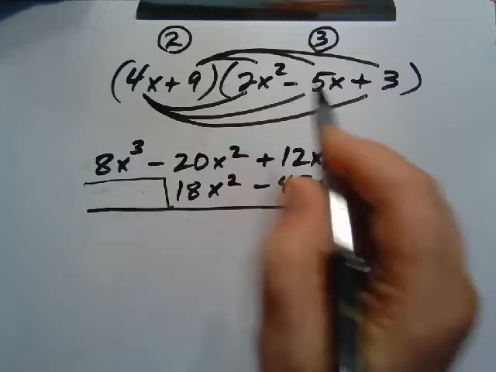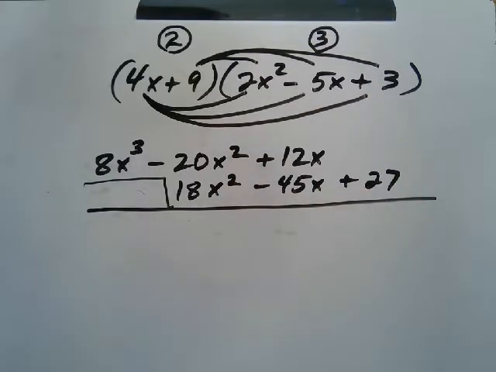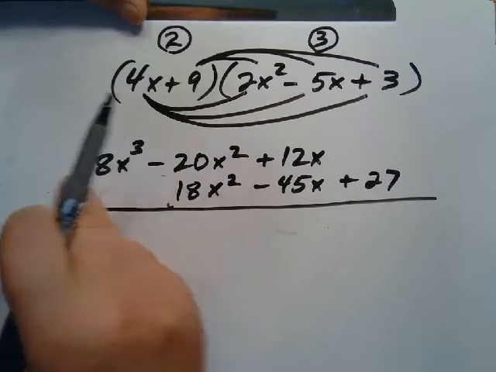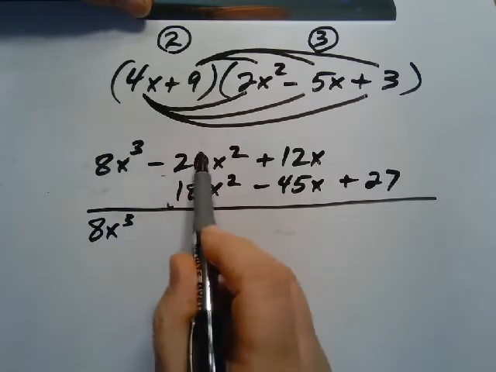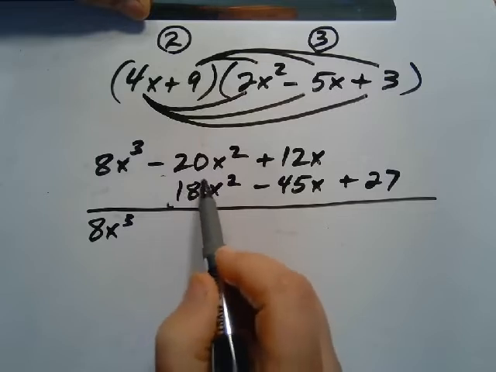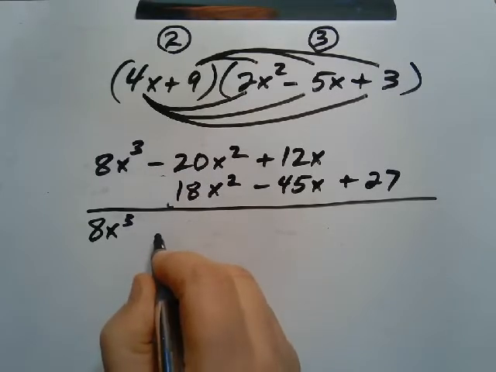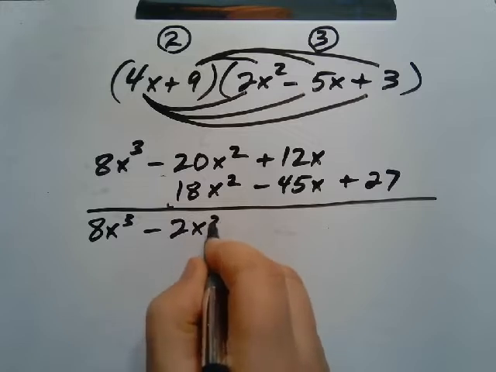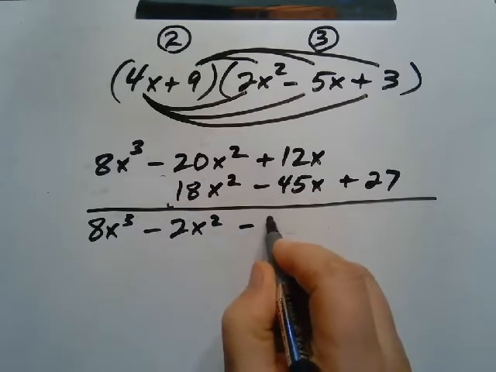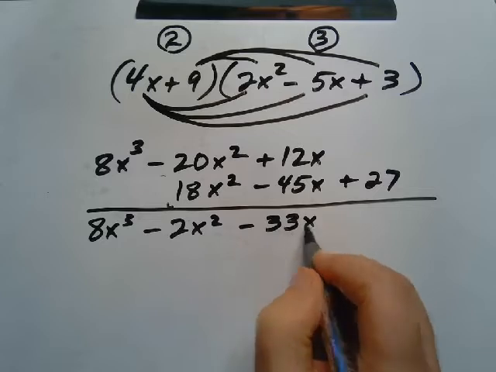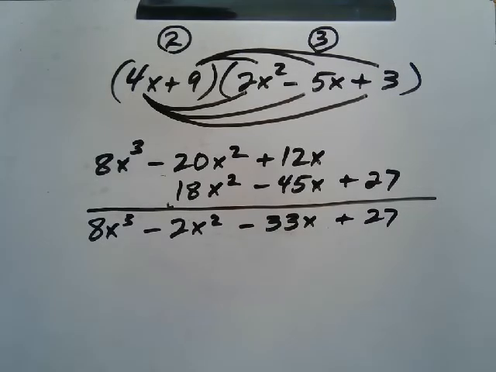All right, so we did 6 things. 1, 2, 3, 4, 5, 6. And then we're going to add up the like terms here. So let's add these up. And there's nobody going with x cubed there. This is nice because we've already got them kind of collected. We just have to add them. Negative 20x squared and 18x squared is a negative 2x squared. 12x and negative 45x is a negative 33x. And then bring down the 27. It added to nothing.